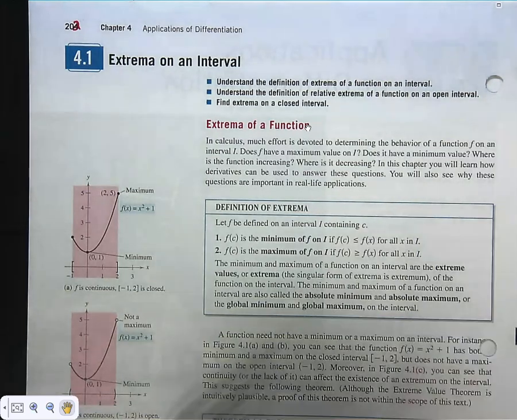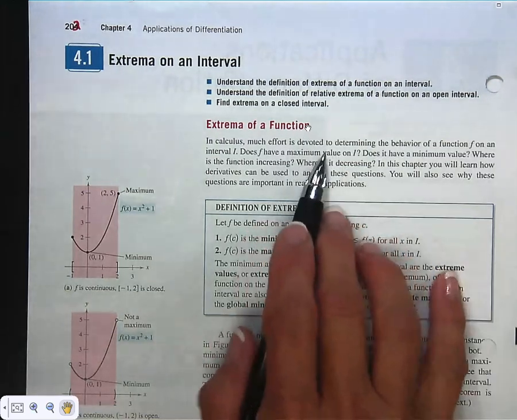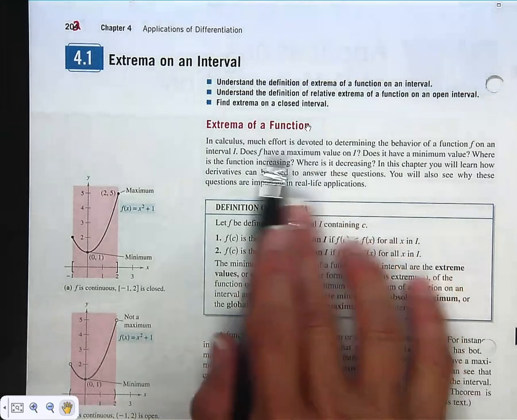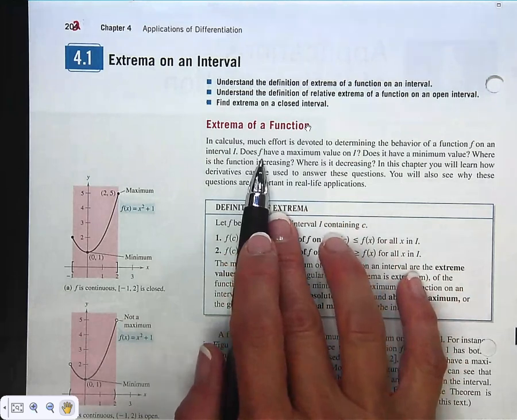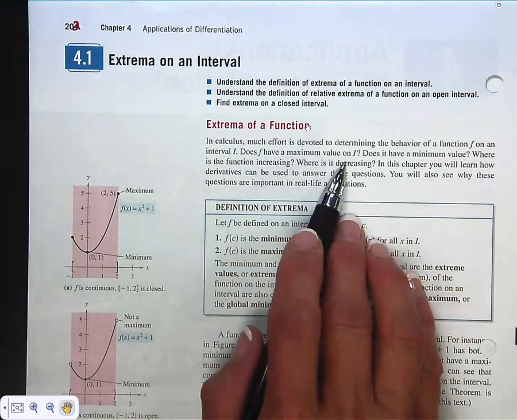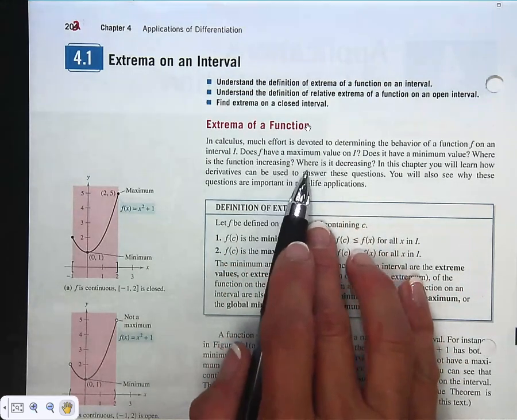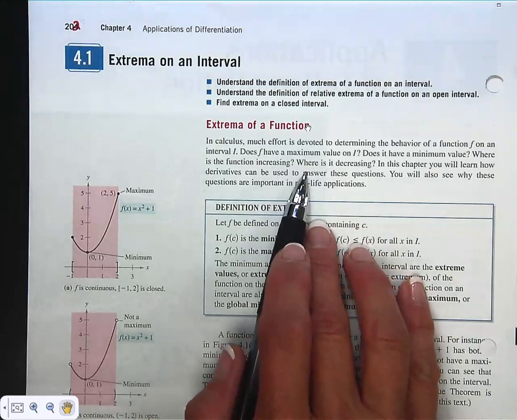All right, in calculus, much effort is devoted to determining the behavior of a function on an interval I. Does the function have a maximum on the interval? Does it have a minimum value on the interval? Where is the function increasing? Where is it decreasing? Those are some of the questions that we're going to be answering in chapter 4.